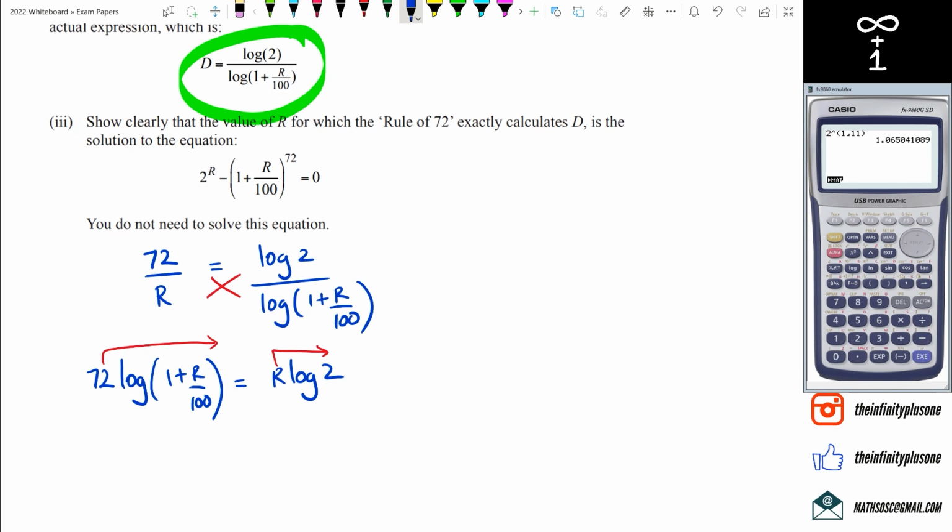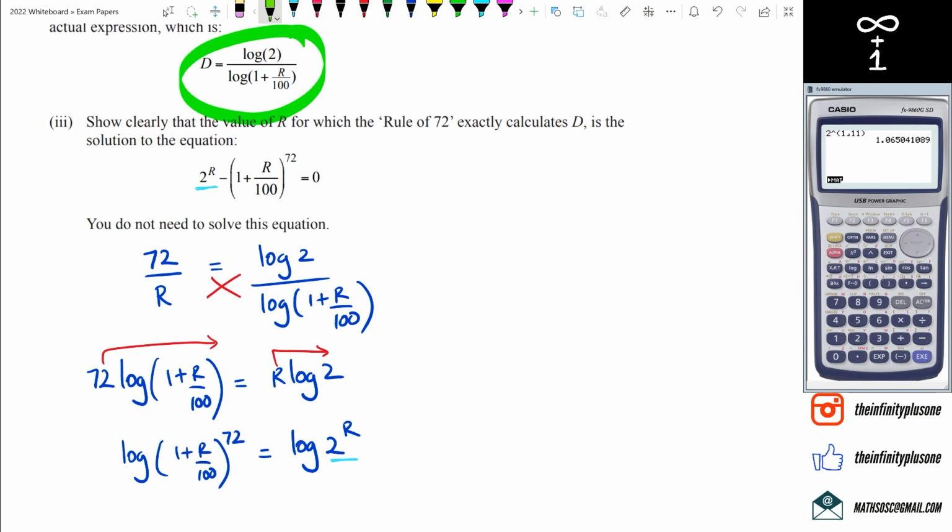So this would be rewritten as log of (1 plus R over 100) to the power of 72 equals log 2 to the power of R. Now, this is starting to make sense here, because look at this. We've got a 2R there and a 2R there.